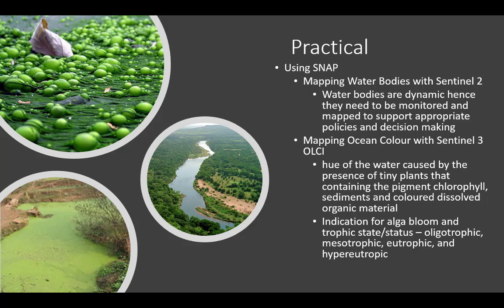We're also going to map ocean color using Sentinel-3 OLCI. I'll tell you the meaning of this when we get into the exercise. We're going to use this to see whether we can map out algal bloom and understand the trophic state or status of a particular water body of interest. So this is what we can expect in the practical classes.